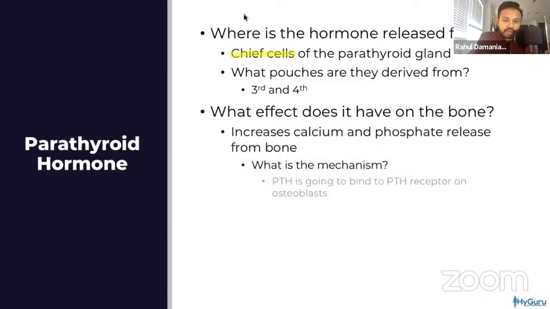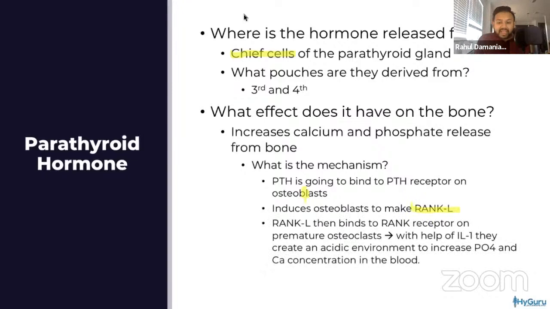And the first thing that PTH is going to do is PTH is going to bind to the PTH receptor on osteoblasts. And that's important. Osteoblasts are then going to make RANK ligand. And that RANK ligand is going to bind to the RANK receptor on what? Osteoclast. So keep blast and class separate in your mind.